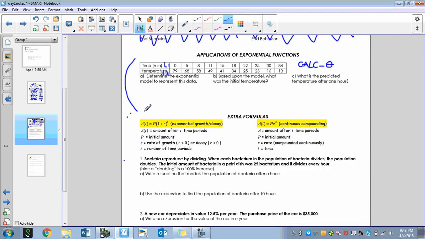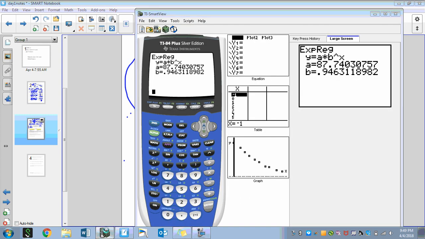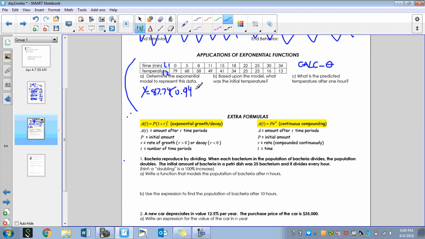So our equation here would be y equals 87.74. You don't need to write the 0. It's a little bit redundant. And then 0.9, and I can't remember, 46. Sorry for my handwriting. Raised to the x, right? You just plug in a and b, and that is your model or equation. If they ask for one, that's what they're referring to. So that's the exponential model.